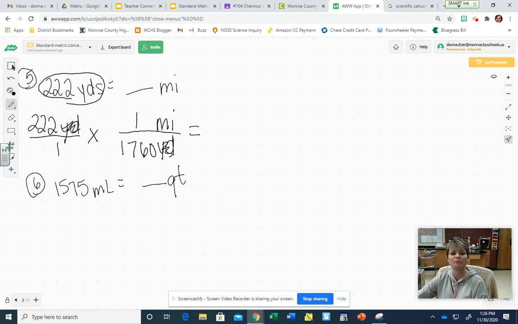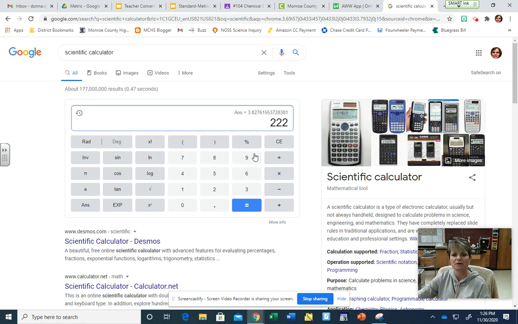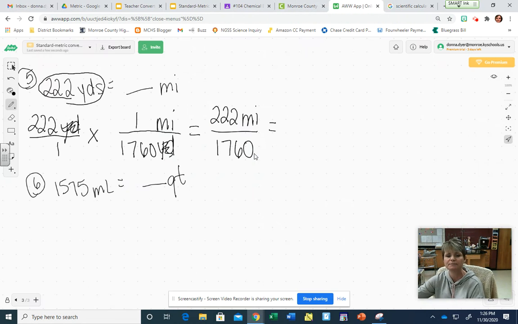Okay, now we're ready to solve. Multiply across the top. 222 times 1 mile is 222 miles. On the bottom, 1 times 1,760 is 1,760. Now we're going to divide. 222 divided by 1,760 gives me, again, I'm going to round to 2 places past the decimal, 0.12. Notice that after the 2, there is a 6, which means I need to round the 2 up to a 3. So 0.13, and this is miles. Again, notice I'm left with the unit miles in my answer, and that's the unit that I should have.